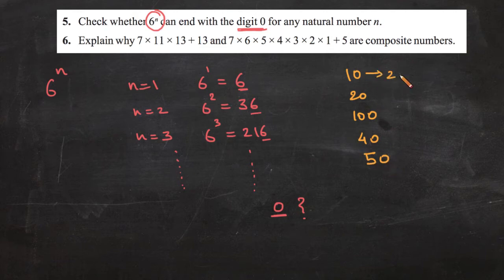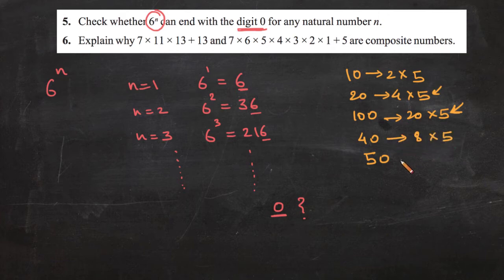10, I can write it as 2 times 5. So 2 and 5, it has 2 prime factors. 20, I can write it as 4 times 5. So 5 is again a common prime factor. 100, I can write this as 20 times 5. So 5 is again a prime factor. There would be other possible prime factors as well, but 5 is definitely one of those prime factors. Similarly, 40, I can write it as 8 5s are 40. 50, I can write it as 10 5s are 50.